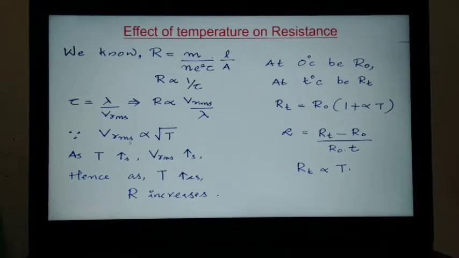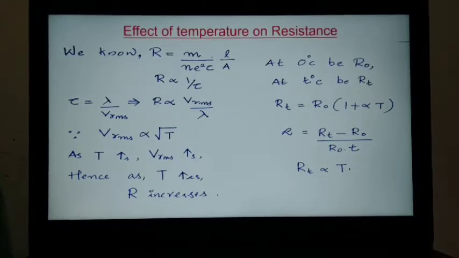Last year we have seen in thermodynamics that Vrms is directly proportional to root T. What is T? Absolute temperature. So as T increases, Vrms increases. Hence, when Vrms increases, R also increases. As T increases, R increases. Did you get the idea?